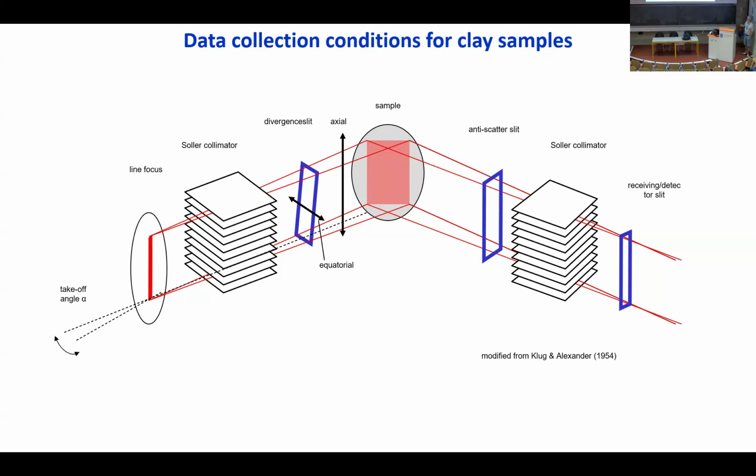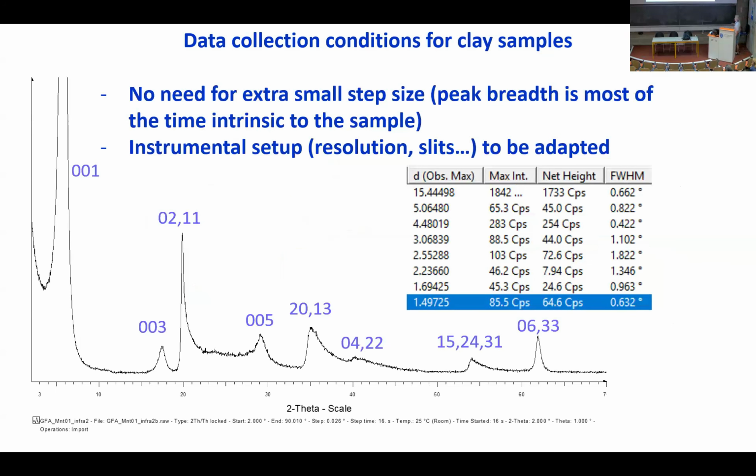If you are working with clay minerals, most of the peak breadth is actually due to your sample, due to small crystal size, and due to disorder in this case also. And clearly, there is no point in decreasing the opening of your slits as much as possible, because this is the minimum breadth you will get, whatever set of slits you will be using.